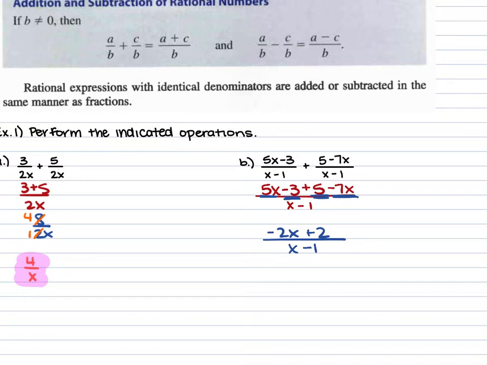Just like in sections before this, if you can factor, you need to factor. That negative 2x plus 2 has a common factor of negative 2, so we will factor out a negative 2 to give us negative 2 times x minus 1 over x minus 1. Your x minus 1 is on the top and the bottom of that fraction, so they cancel out, and you are just left with the negative 2.